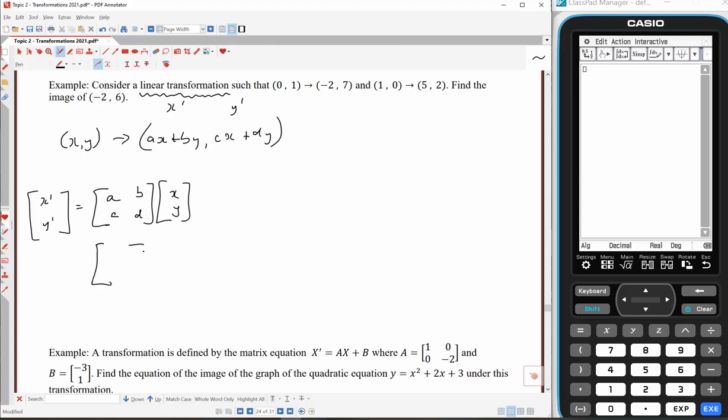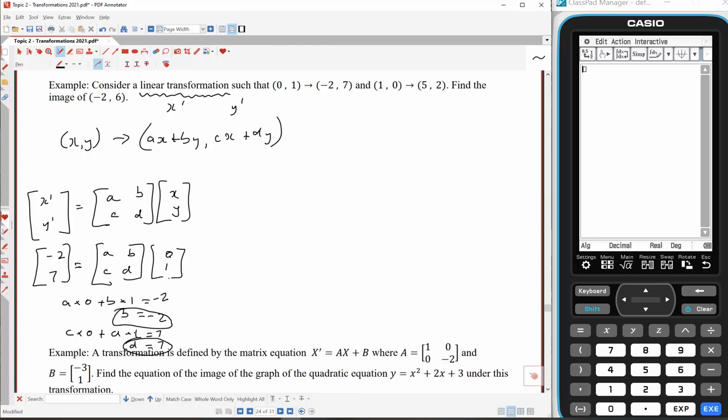I've got a matrix A, B, C, D. I'm multiplying the point (0, 1) and I get (-2, 7) out of it. So that means a times 0 plus b times 1 equals -2, or b is -2, and we've just found b. Then c times 0 plus d times 1 equals 7, so d is equal to 7. So we've found our b and our d.